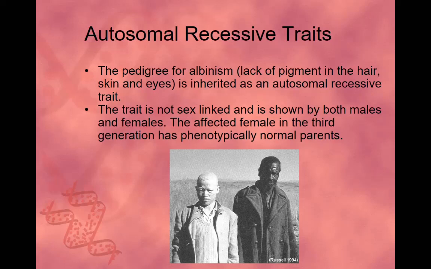On the next page, I'll go ahead and show you a pedigree for albinism. Now, albinism is the lack of pigment in your hair, skin, and eyes. It's inherited as an autosomal recessive trait. The trait is not sex-linked and is shown in both males and females equally. The affected female in the third generation has phenotypically normal parents. Let's take a look.